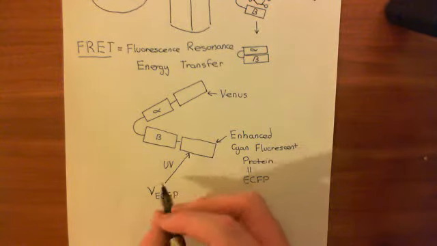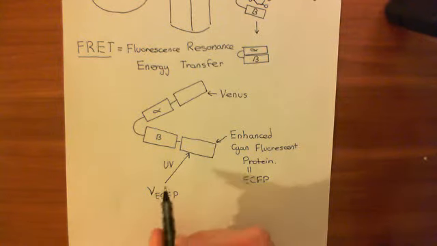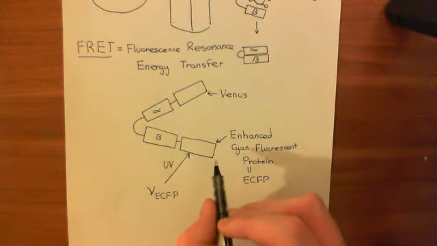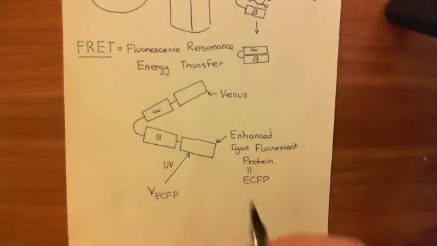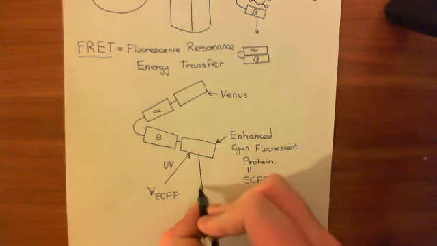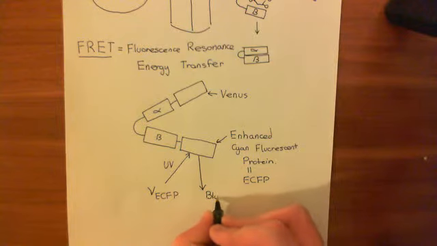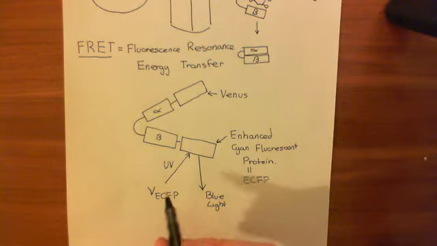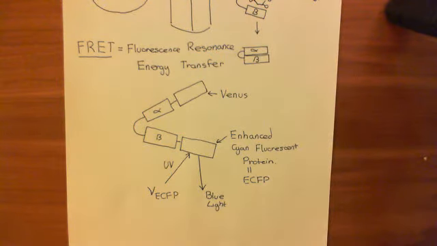So if you fire in UV photons of this specific frequency for enhanced cyan fluorescence protein, then this UV photon will be absorbed by the enhanced cyan fluorescence protein, and the energy from that photon will go into the protein. The enhanced cyan fluorescence protein will then re-emit the energy in the form of blue light, basically. So you will see blue light coming back at you if you fire UV photons of this specific frequency at the enhanced cyan fluorescence protein.